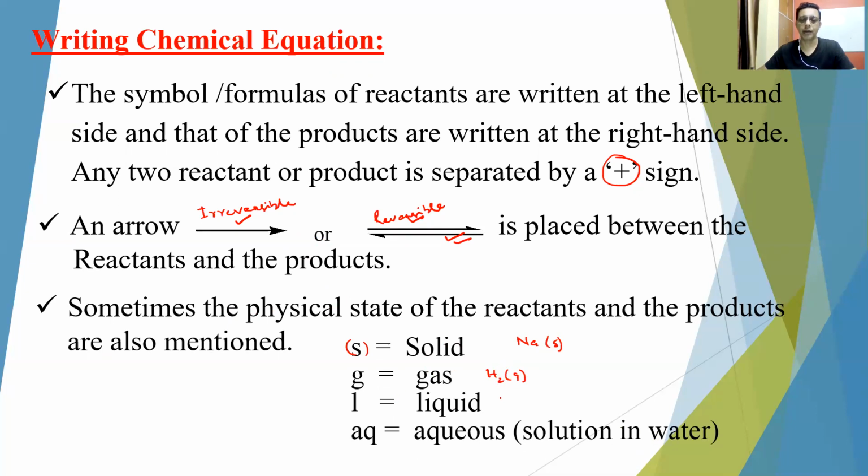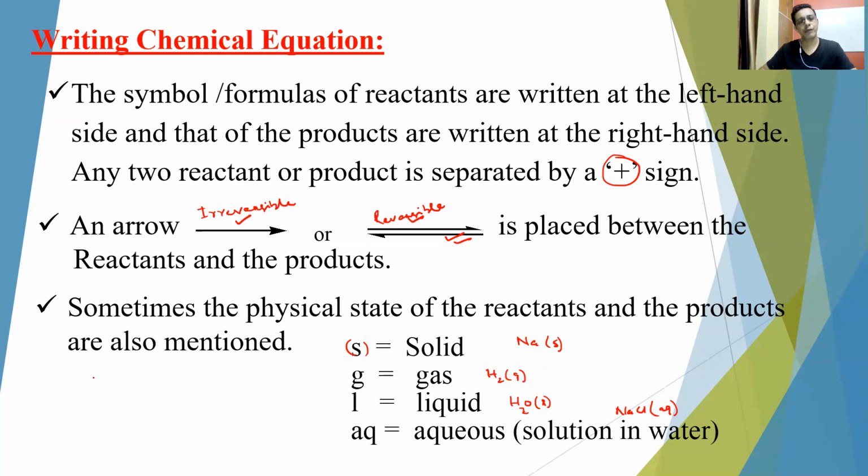When you write L, that is liquid. Like when you write H2O(l), L means water is in the liquid state. Now when you write NaCl(aq), this means NaCl aqueous solution, NaCl dissolved in water. Fine. So S is written for solid, G for gas, L for liquid, and AQ for aqueous solution. Now, can you tell me what is the difference between sodium chloride solid and sodium chloride aqueous?